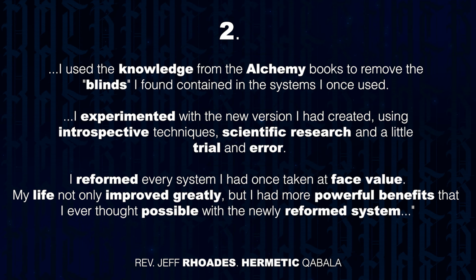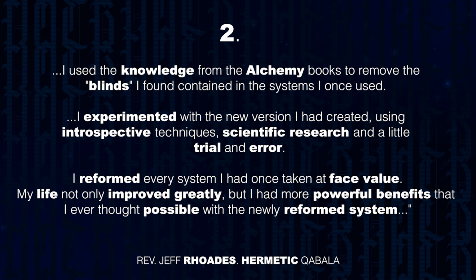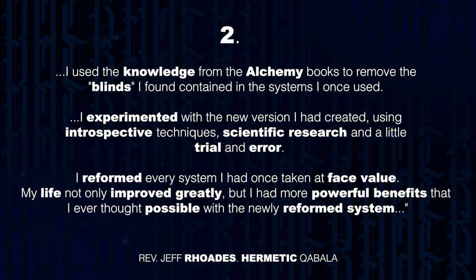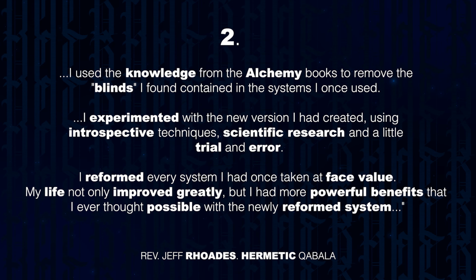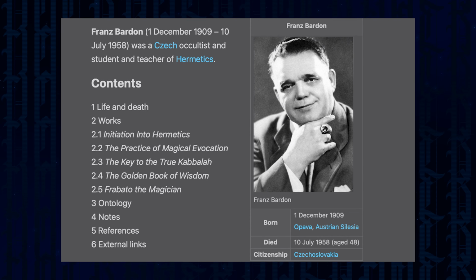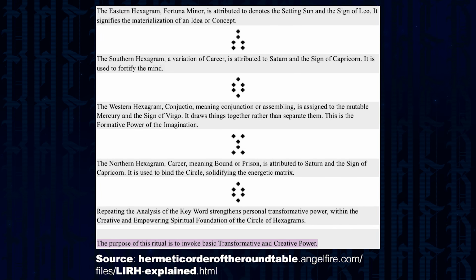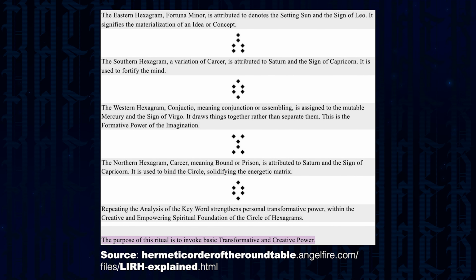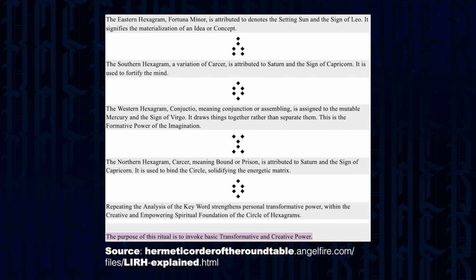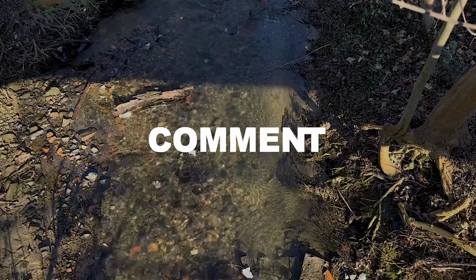Rhodes applies the density model for both hexagram and pentagram formulas, yet he keeps the shapes of the traditional LRH. He explains that all this better aligns with the principles of alchemy, ancient philosophy, and the techniques of Franz Bardon. Rhodes' definition of LRH is to invoke the basic and transformative power as its shapes are ordered by the density model.